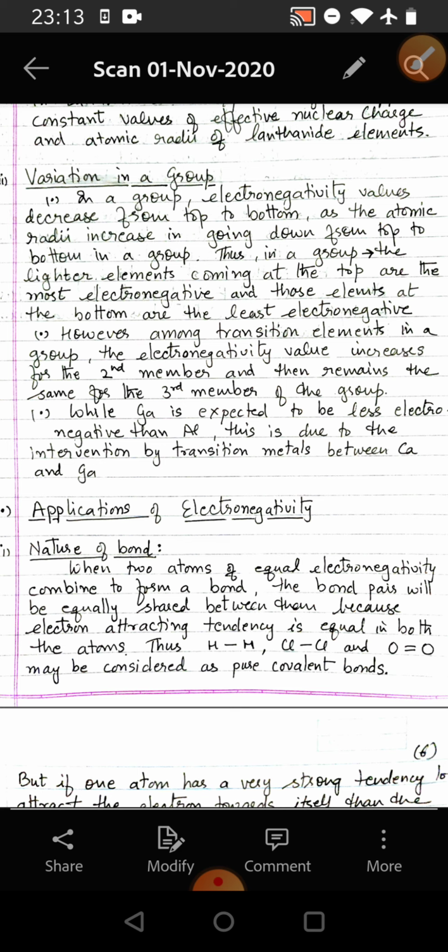In a group, electronegativity values decrease from top to bottom as the atomic radius increases going from top to bottom in a group. Thus, in a group, the lighter elements at the top are the most electronegative and those at the bottom are the least electronegative. However, among transition elements in a group, the electronegativity values increase for the second members and remain the same for the third members of the group.